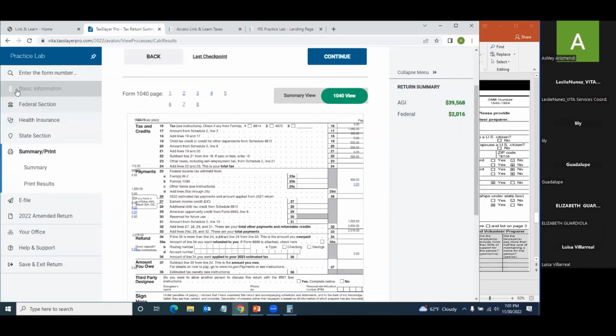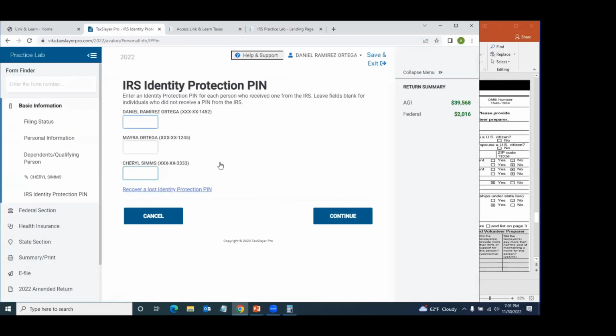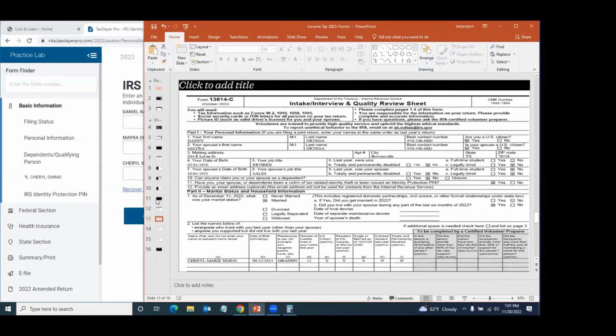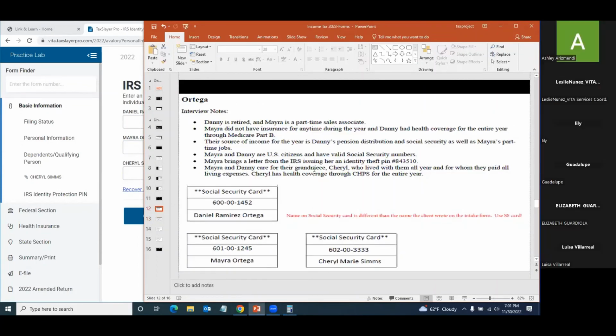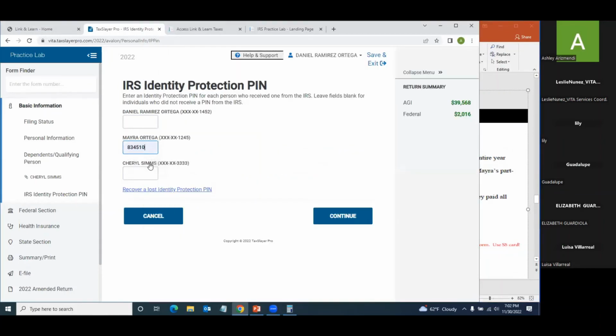Oh, let me show you one more thing that I forgot. You know how I said that she had identity theft, right? So you go to the basic information, and then you click on IRS Identity Protection PIN and push begin. Since it was the wife that had the identity PIN, Myra brings a letter from the IRS issuing her identity theft PIN number. We would put in the number that is right here, 843510 on hers.